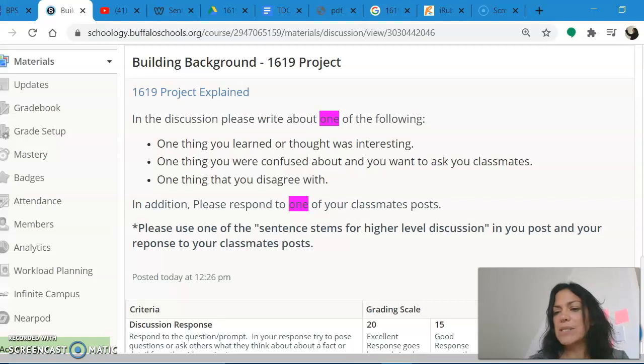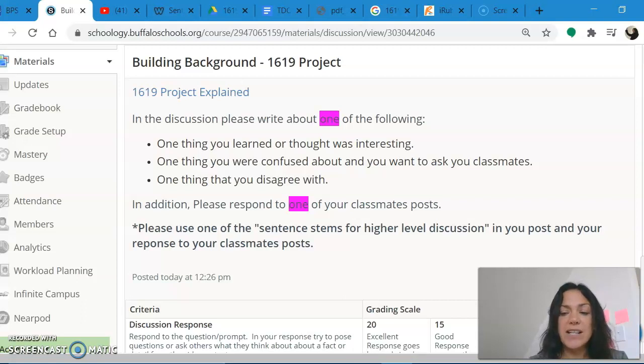Or maybe there was something that you didn't understand, that you were confused about. You're going to ask your classmates what that thing is. Have them try to explain to you the thing you're confused about. Or you may disagree with some information or opinion that was expressed in the video. So you're going to write down your disagreement and then see what your classmates think.